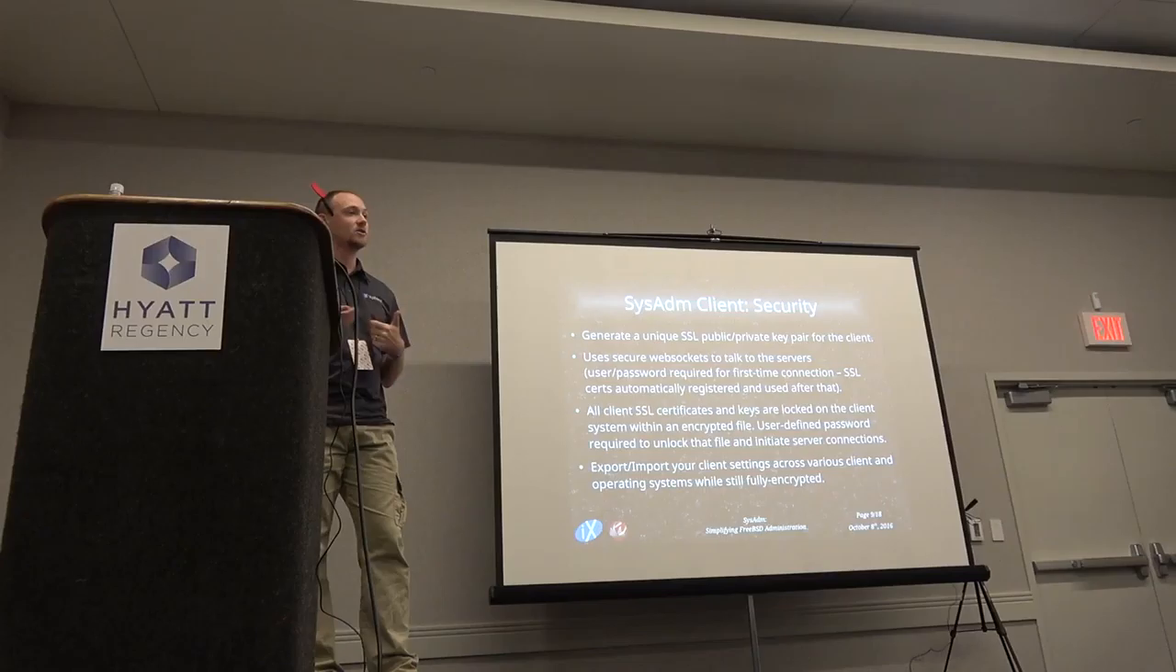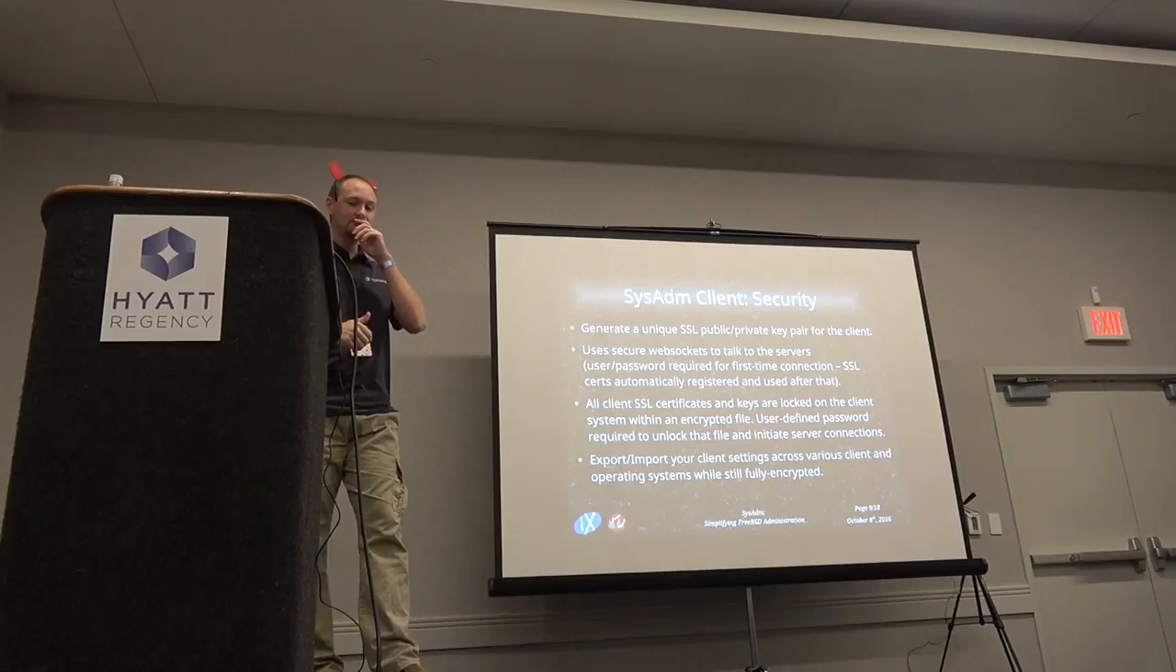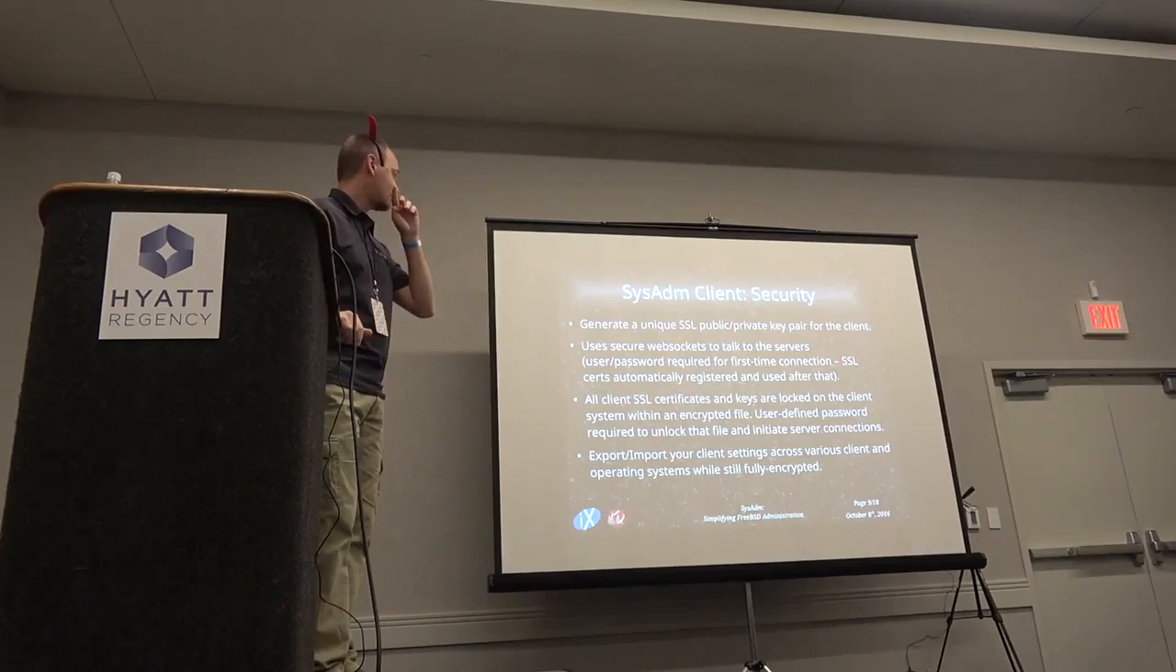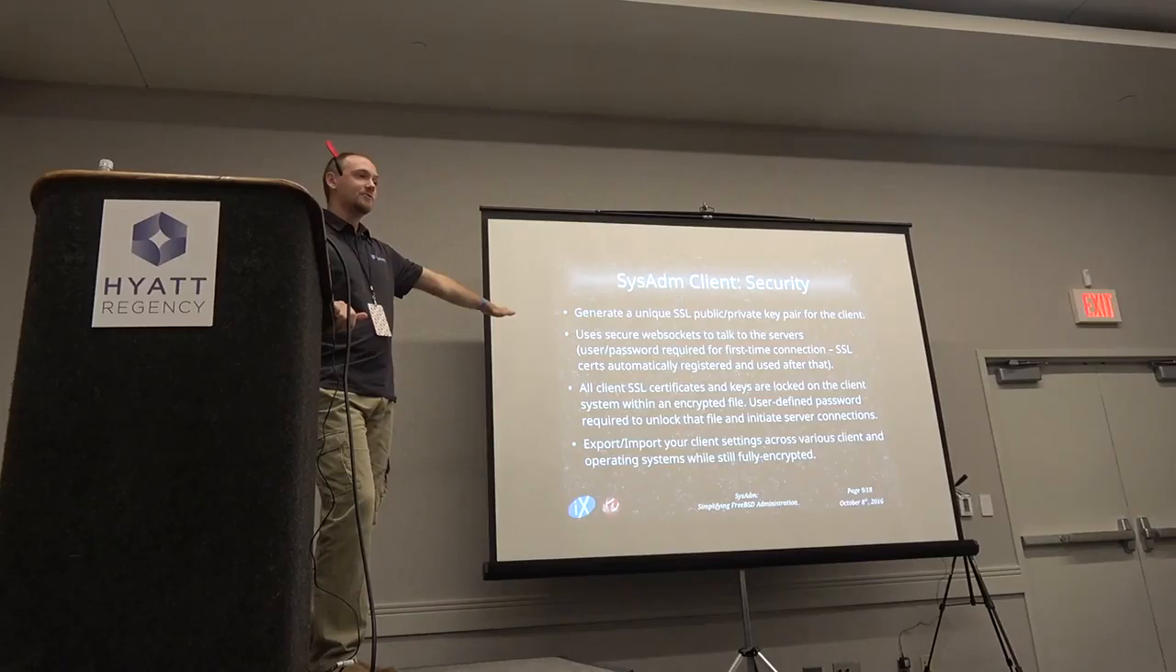All right, so again, let's talk about security. What about security on the client? We generate a unique SSL public-private key pair for the client itself to talk to a server. This is one of the first steps when you run your client and set up connections. The first step is you have to create a public-private key pair. And it's already within the GUI. You just type in a couple things, hit create, and it'll create it for you. The next step, it does use the secure WebSocket protocol to talk to all the servers.